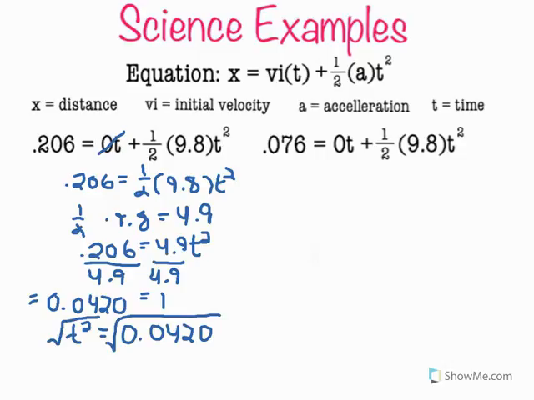The square root of t squared is t, and the square root of 0.0420 is 0.205. Therefore, t equals 0.205 seconds. My average reaction time is 0.205 seconds.